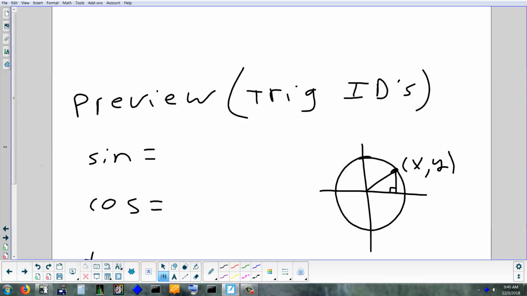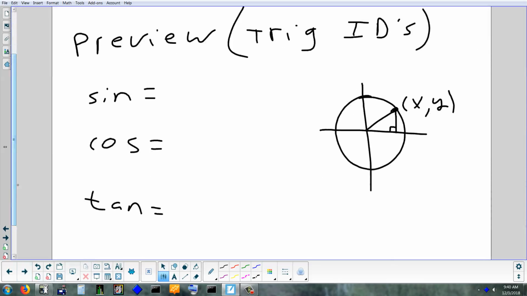All right, so the last thing I want to show you, like the last 5 minutes of this lesson, is just a preview of what's coming up for the rest of the week. So, does anybody remember when we talked about sine, cosine, and tangent? Sine was equal to a letter, cosine was equal to a letter, and tangent was equal to a letter. Does anyone remember what those letters were when we did the unit circle?